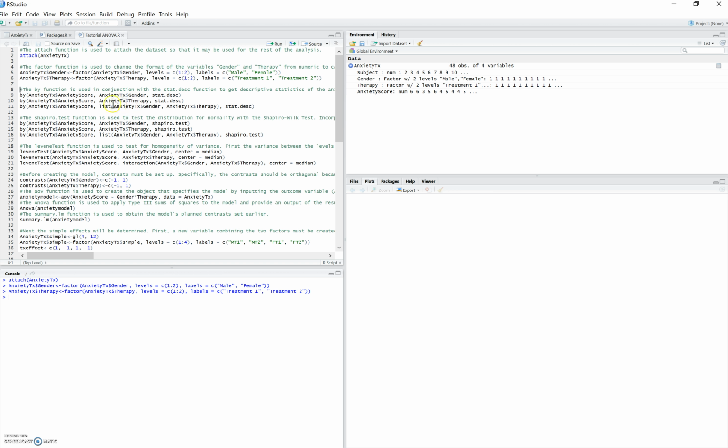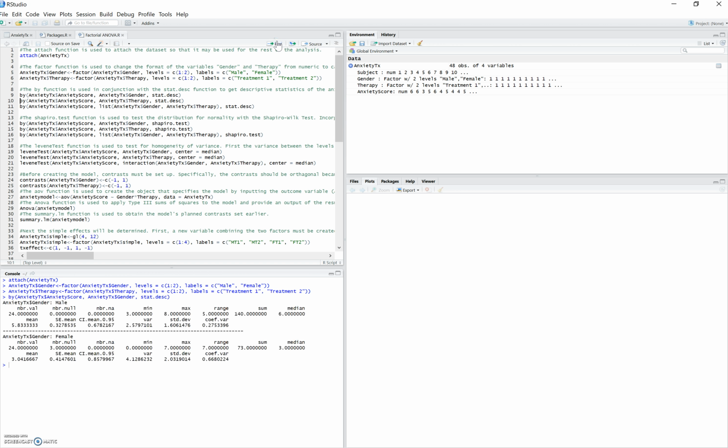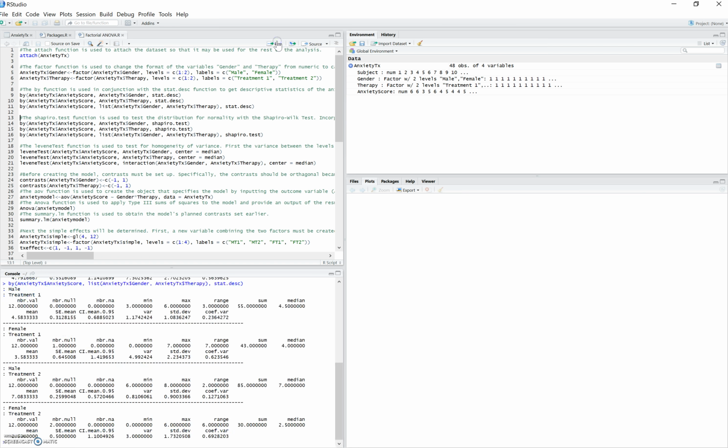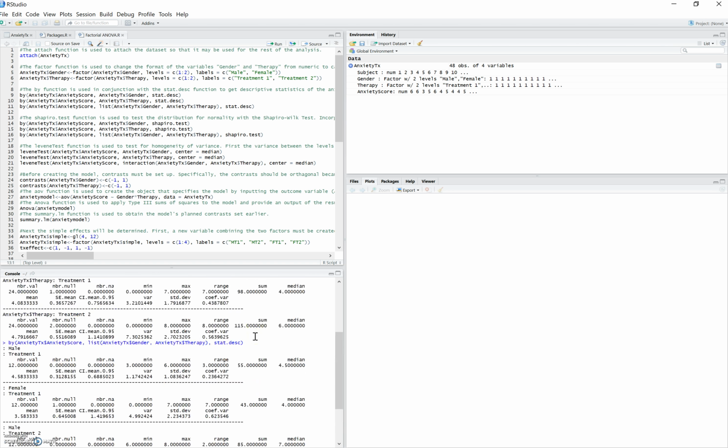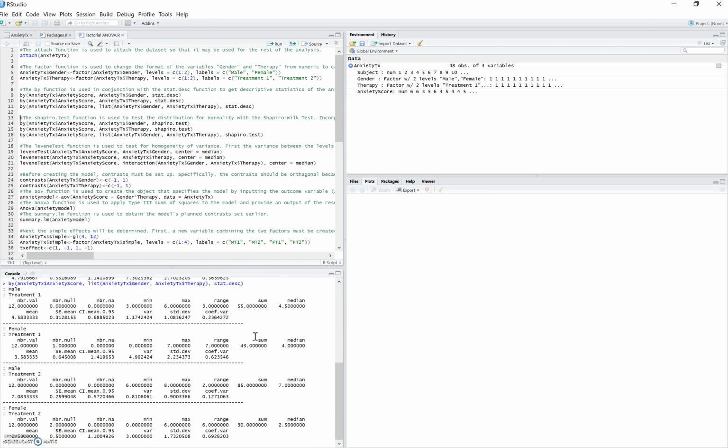So to start off, I'm just going to get the descriptive statistics, and I'm going to do a few different things here. I'm going to start by getting the descriptive statistics by gender, and then by type of therapy, and then I'm going to use the list function in here to get the descriptive statistics for the groups that arise as a result of the interaction between gender and therapy. So I'm going to do all three. I'm just going to run that quickly here. You can see all that's appearing down here in the output, and we'll come back to that later.